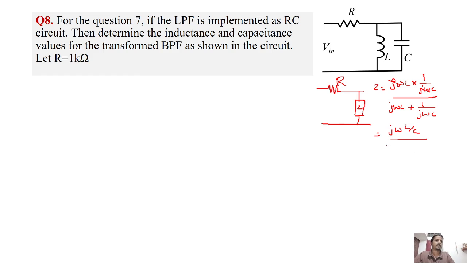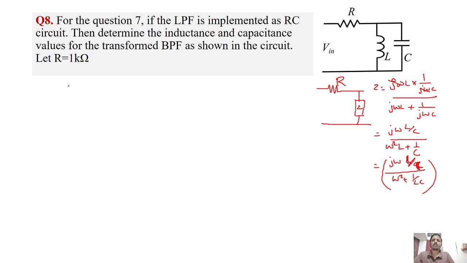So it will be omega square L plus 1 by C. Okay, so if I bring L outside, it will be 1 by C, right? 1 by C by omega square plus 1 by LC.